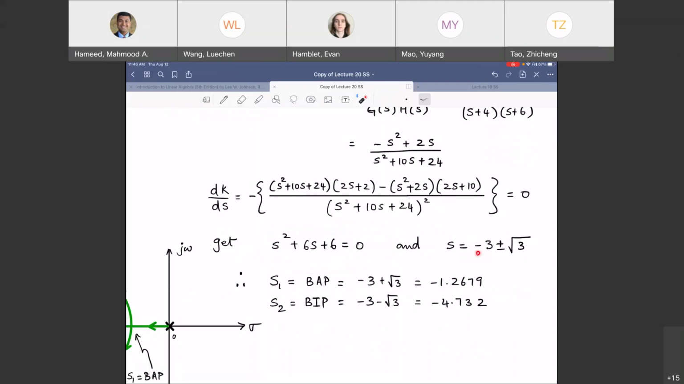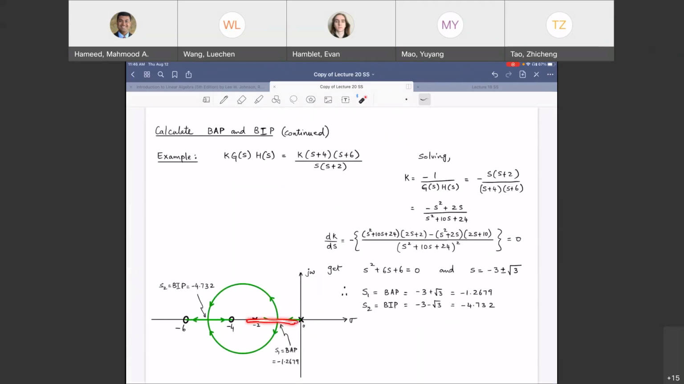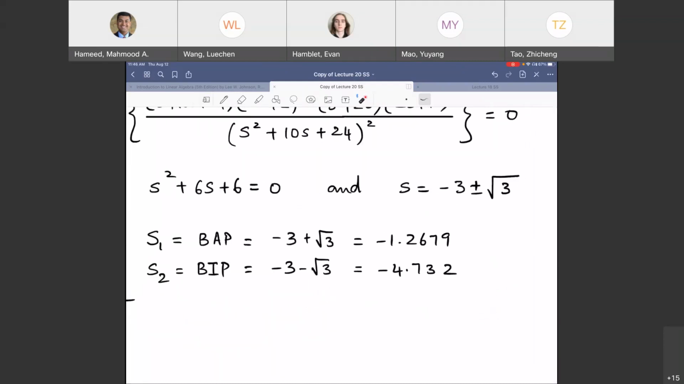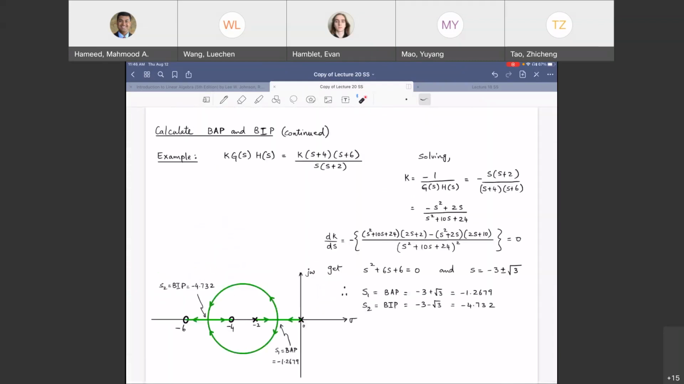One of them is going to be -3 plus square root 3, which is -1.26. And the other value is -4.7. Well, we had to break away between these 2 points, so this has to be a breakaway point. And we had to break in between -4 and -6, so this had to be our break-in point, right? So this had to be breakaway, this had to be break-in. And clearly, this is not right in the middle, so be aware that it doesn't have to be necessarily right in the middle.